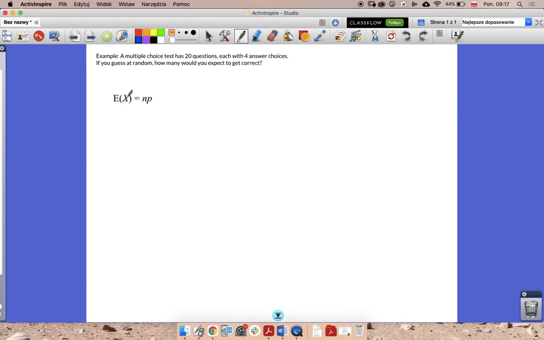In this case, x is counting the number of correct responses. n is the total number of trials. We have 20 questions, so n is 20. We have a 1 in 4 chance of getting each one correct since we're guessing at random. So our p is 1/4 or 25%.